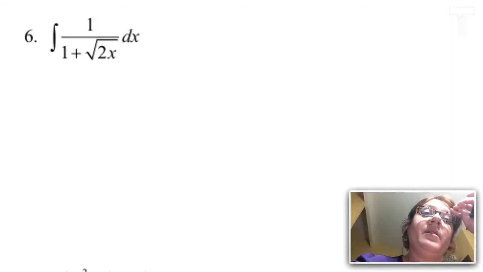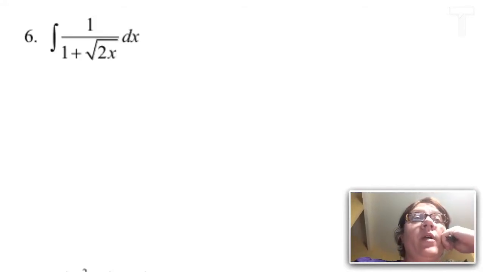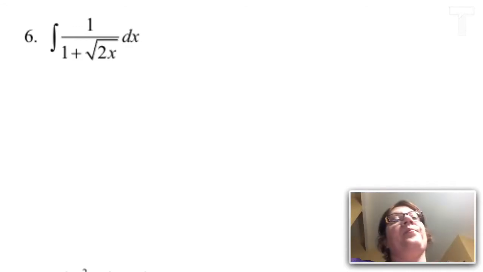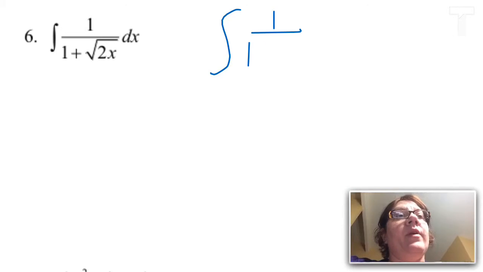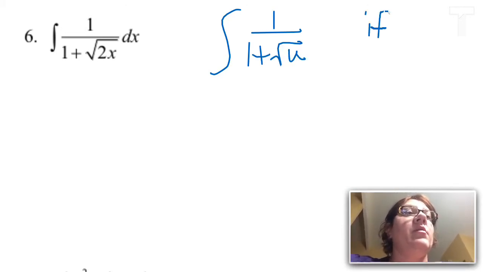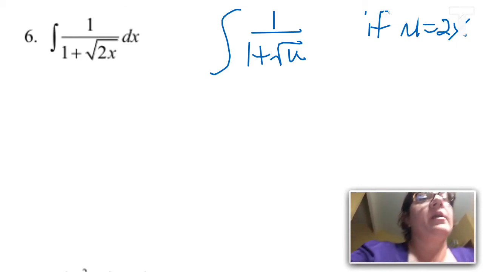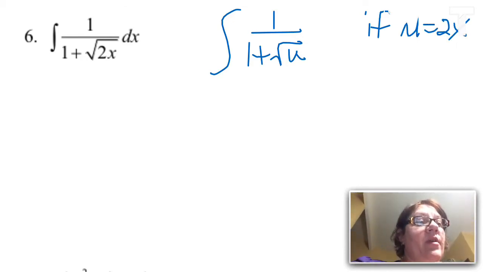Okay, so now on 6. The problem with trying to just let the 2x be u is if I do that, I'll have a 1 over 1 plus square root of u in the denominator, and that's not going to be very helpful because I can't split that. So I'm going to try something else.